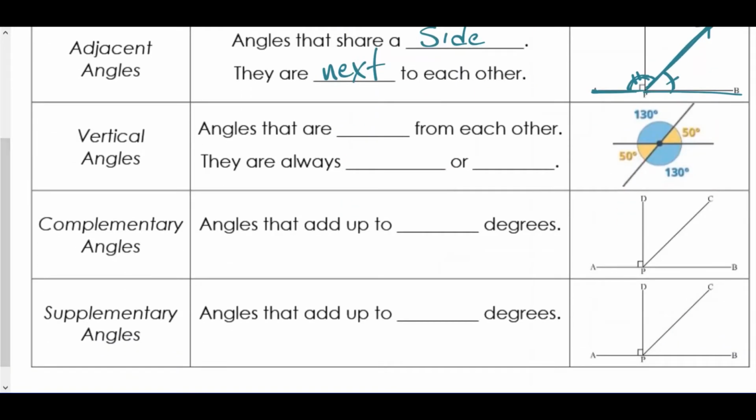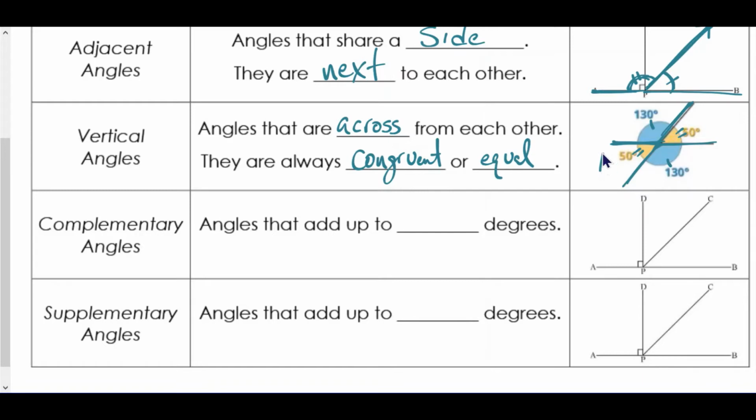Vertical angles are kind of the opposite of adjacent. They are across from each other and they are always congruent or equal to each other. You can see this picture here, it's color coded. This angle is 130. Directly across from that, this angle is also 130. It forms an X, and on opposite sides of the X, we have vertical angles that are the same. Same thing with this angle and this angle. Those are both 50. They are congruent.